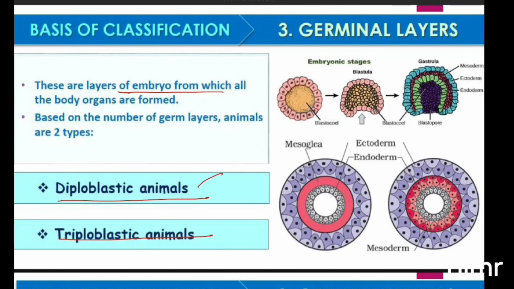Diploblastic means they will have only two types of germ layers, which is the ectoderm and the endoderm. The innermost one is the endo, and the outermost one is the ecto. A triploblastic animal will have ectoderm, the outermost one, and endoderm, the innermost, and there will be a middle layer which is called the mesoderm. Then it will be a triploblastic organism, right?